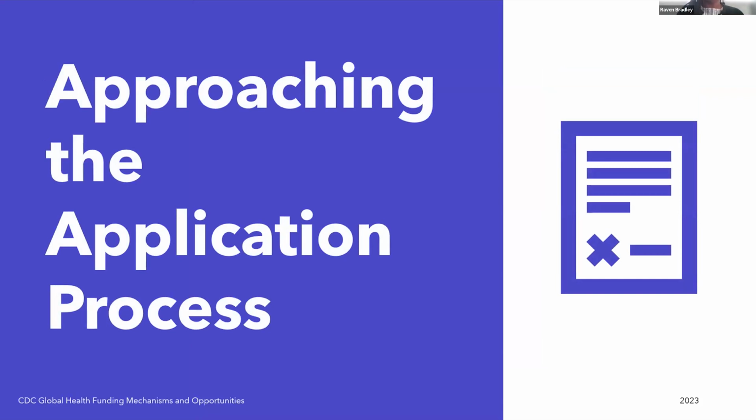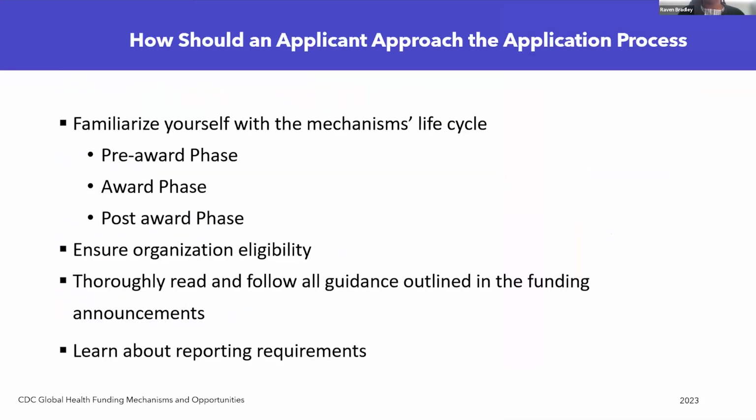Okay, so approaching the application process, many of you have either applied for funding previously, or maybe you plan to in the future. We want to share some key pieces of information that may be useful moving forward when applying for funding. So how should an applicant approach the application process? It's important to understand and familiarize yourself with the life cycle of a mechanism's award. That usually is pre-award, award, and post-award. You usually find that both with grants, COAGs, as well as your contracts.